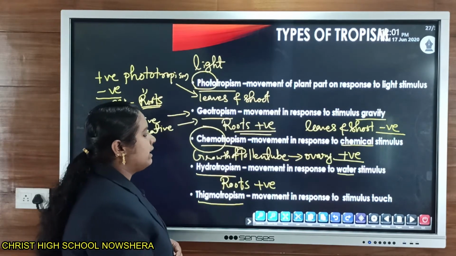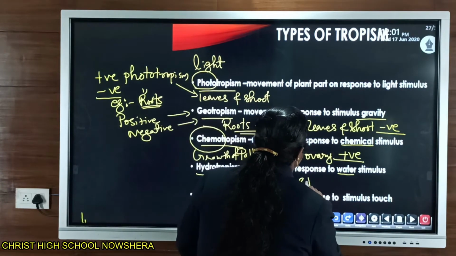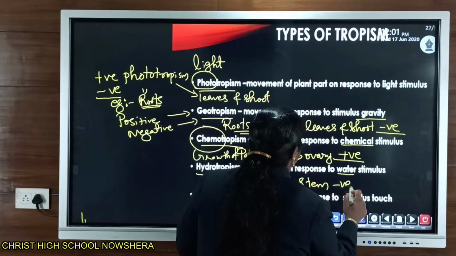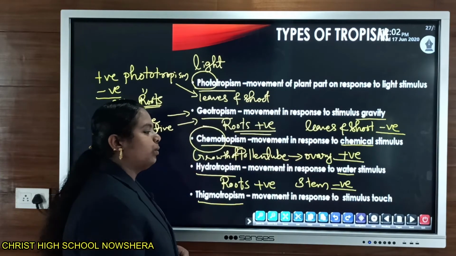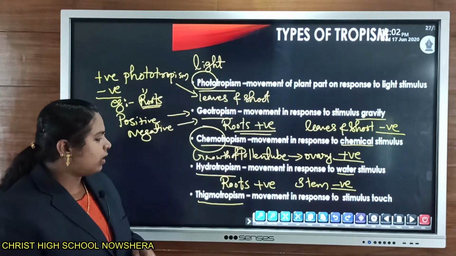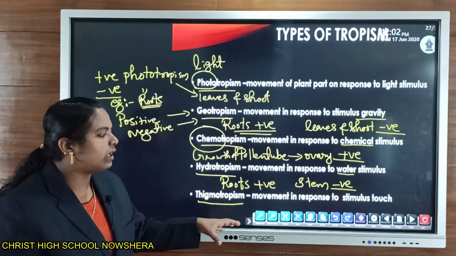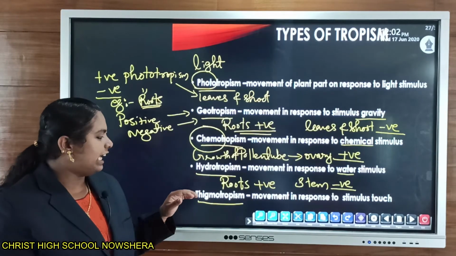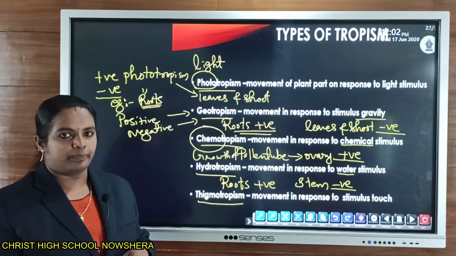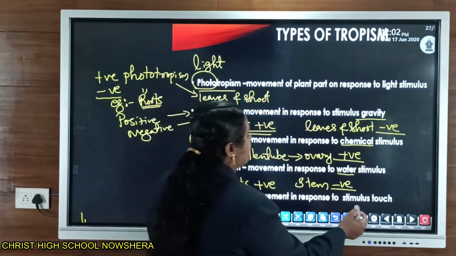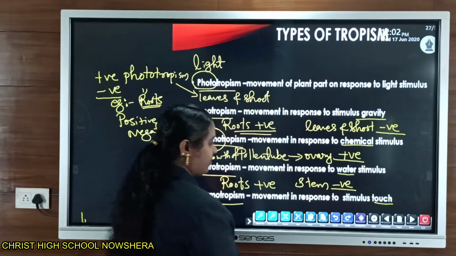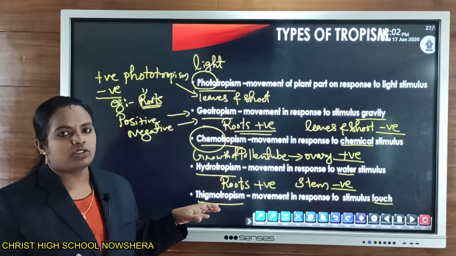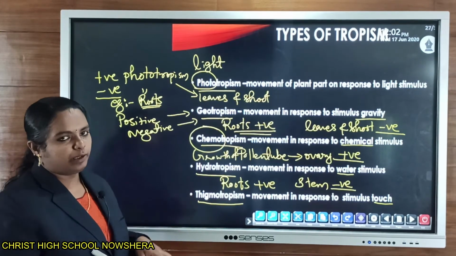On the other hand, the shoot system or the stem is normally negatively hydrotropic in nature. So roots, which move towards the source of water, show positive hydrotropic movement. Then another type is thigmotropism. Thigmo means touch, so here the stimulus is touch. The movement of plant part in response to the stimulus touch is known as thigmotropic movement.